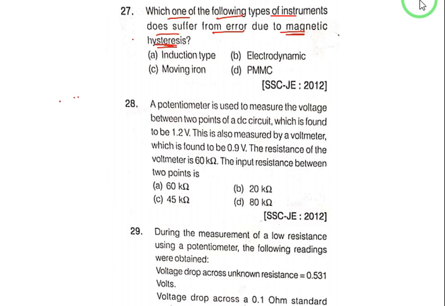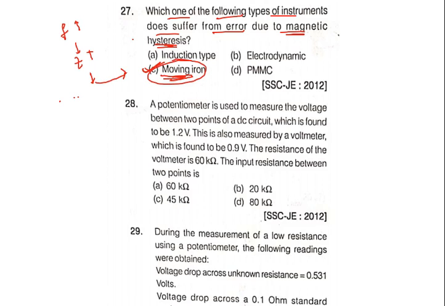So, which one of the following type of instrument does suffer from error due to magnetic hysteresis? Moving iron type instrument. In that, moving iron material will be there. Due to that, frequency changes. Due to frequency changes, impedance of the coil changes. Due to this, the reading of the moving iron instrument will change. Therefore, moving iron instrument gets affected with the hysteresis loss.